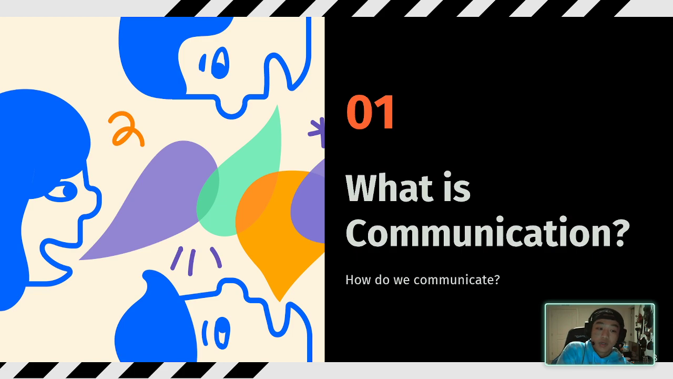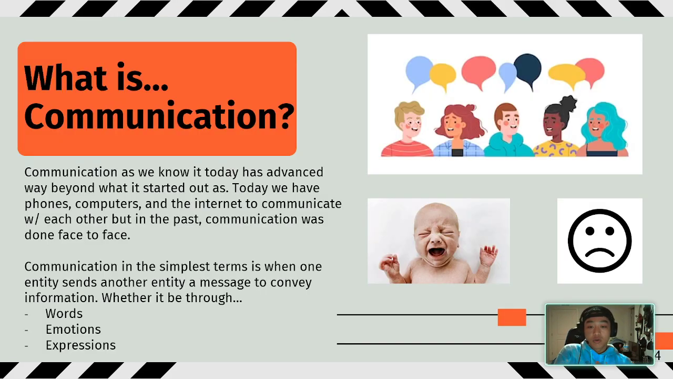So, what is communication and how do we communicate? Communication as we know it today has advanced way beyond what it started out as. Today we have phones, computers, and the internet to communicate with each other, but in the past we had to communicate face to face. Communication in the simplest terms is when one entity sends another entity a message to convey information, whether it's through words, expressions, or emotions.